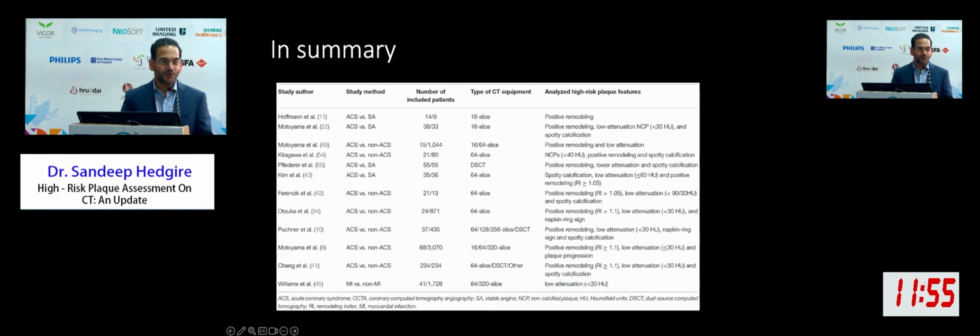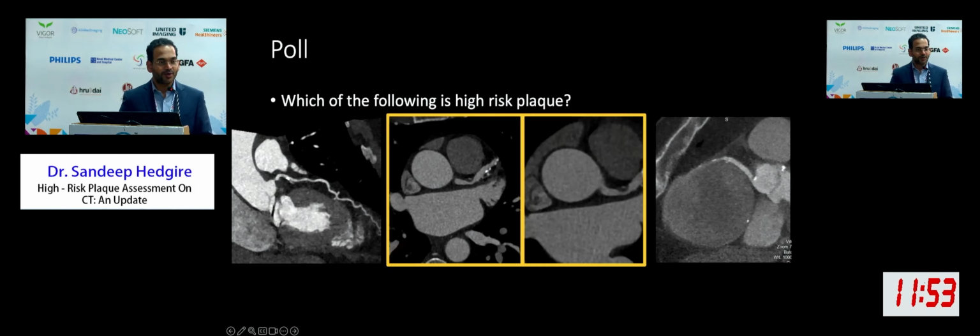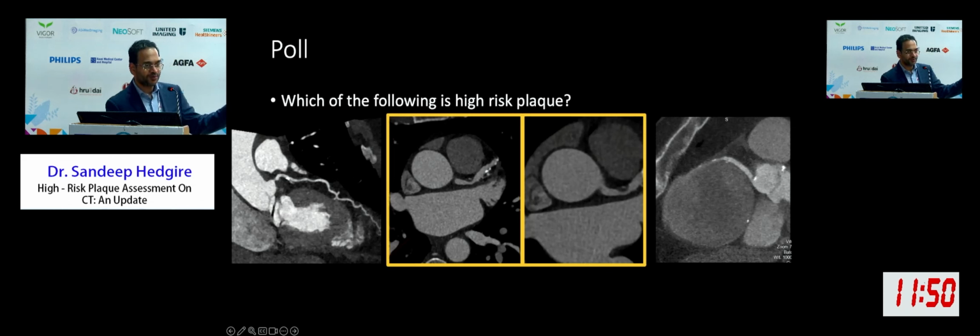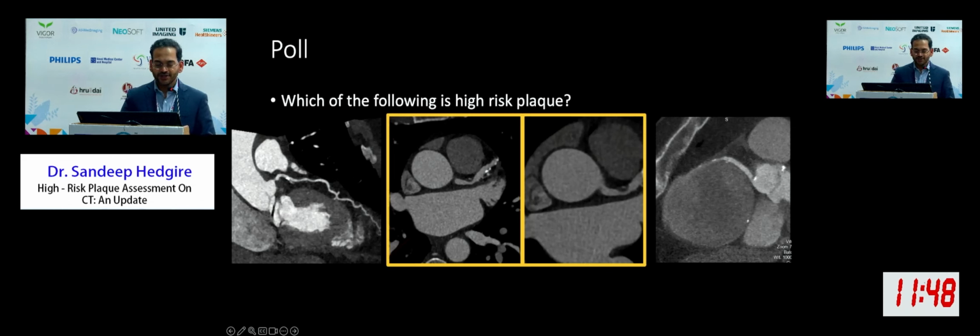I have not forgotten about the poll that I showed earlier. So coming back to the poll, the center 2 images are the high-risk plaque features. The second image shows you positive remodeling. The third image shows you a spotty calcium. The first image shows you just a calcified plaque, and the last image is a large right coronary artery aneurysm.